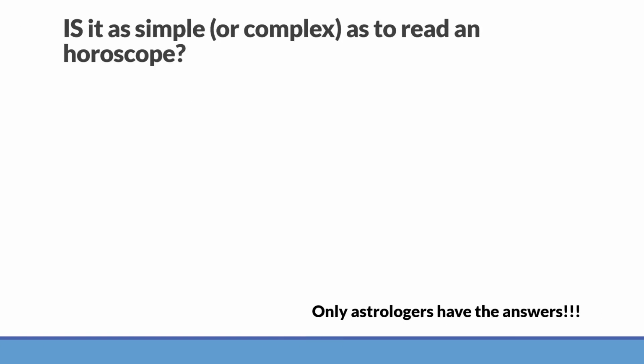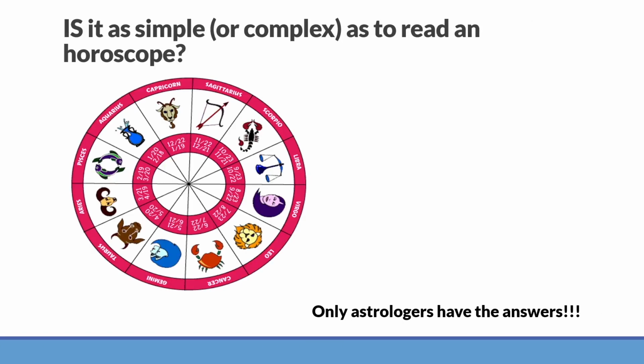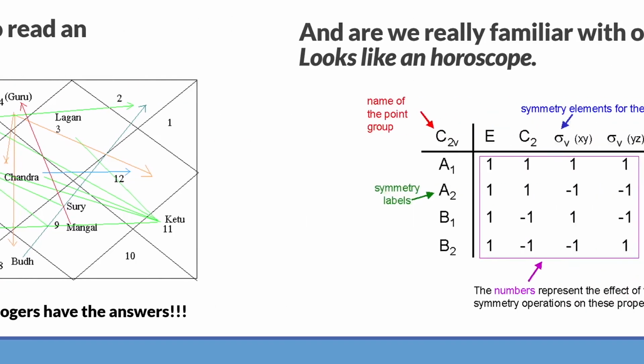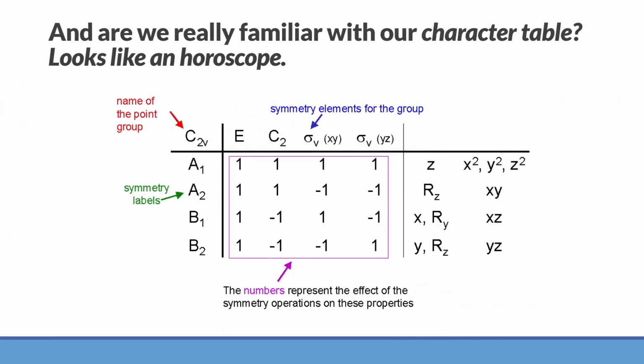And is it as simple or as complex as reading a horoscope? Say, for example, the Pandits of India, the astrologers and Jyotishis, they understand their tables quite well. Is it that easy to understand the character table? We are familiar with our character table. It looks like a horoscope also.